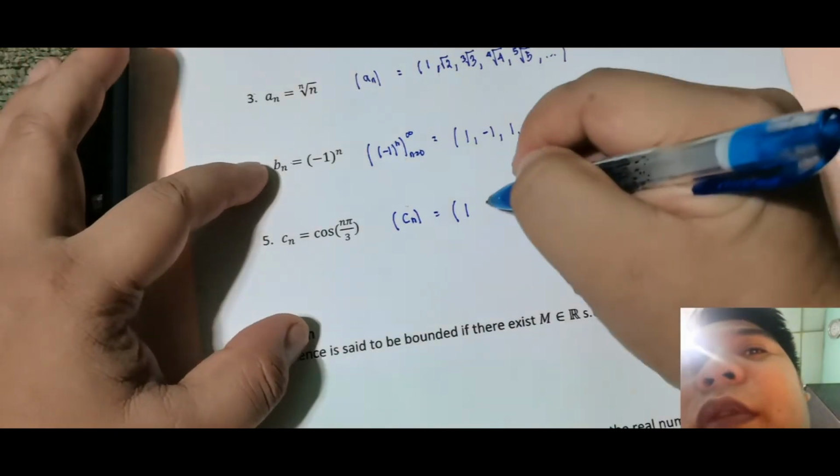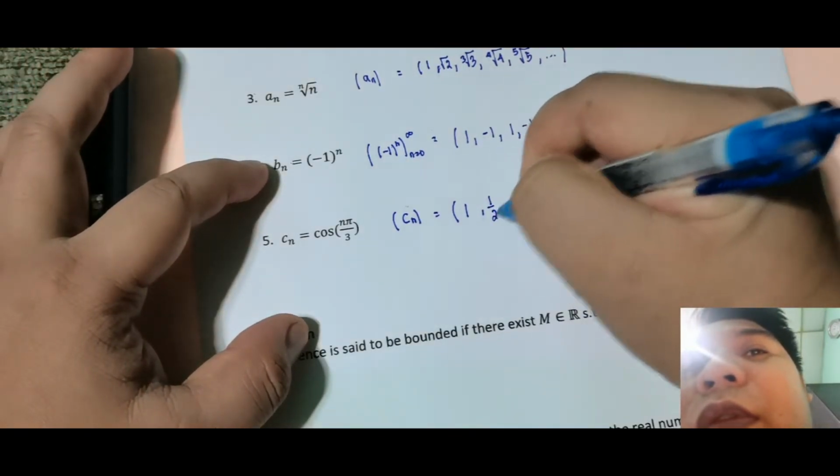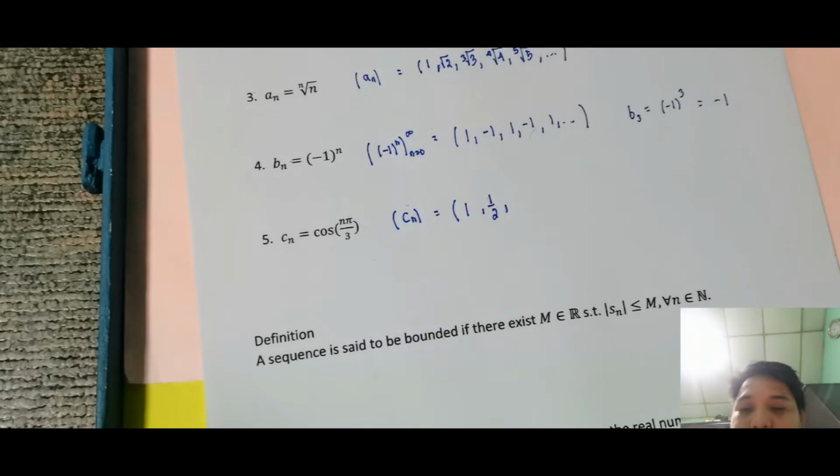Next, we have cosine, for n is equal to 1, that is cosine pi over 3. Pi over 3, what is pi over 3? Pi over 3 is 60. So 60 degree, that is 1 half. Okay, for n is equal to 2, that is 2 pi over 3. Okay, so check ko lang, 2 over 3 times, so 120. So tama ko 120. So cosine 120 degree is negative 1 half.